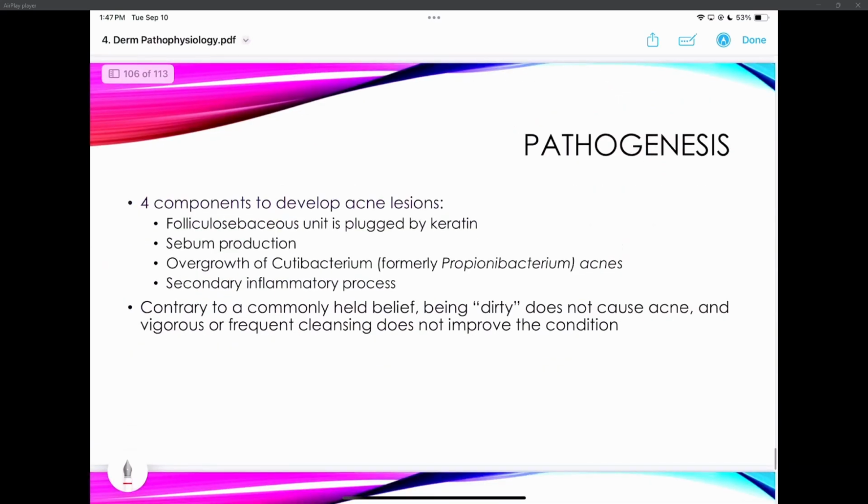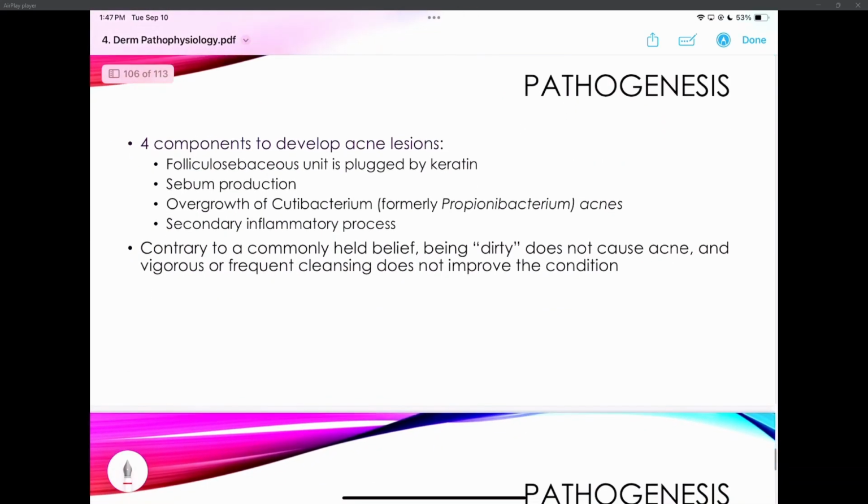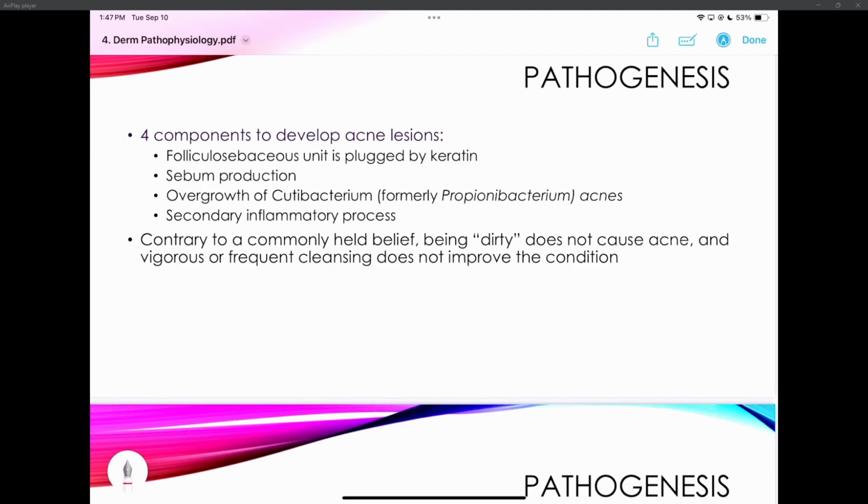So what actually causes these acne lesions to develop? First thing, the pore is plugged by keratin, skin cells. Okay. Then it gets plugged up, we get sebum production, that's your oil.